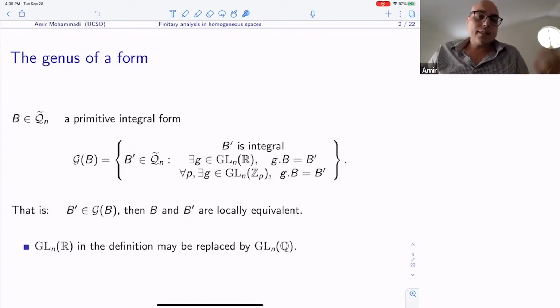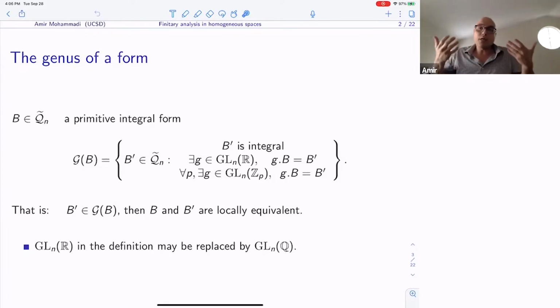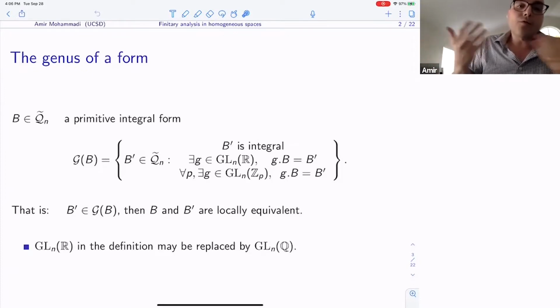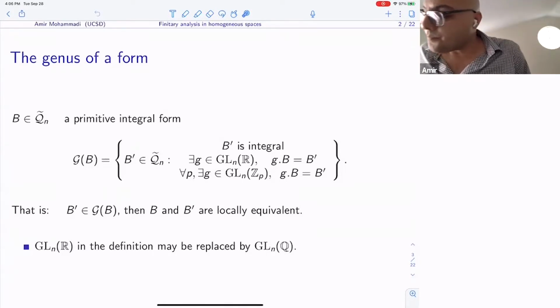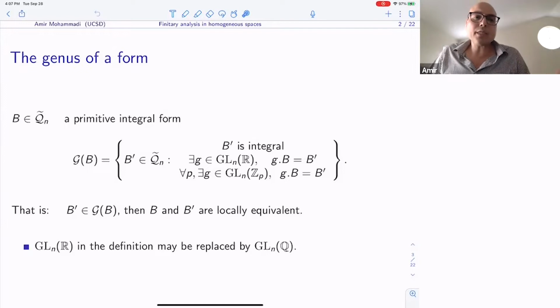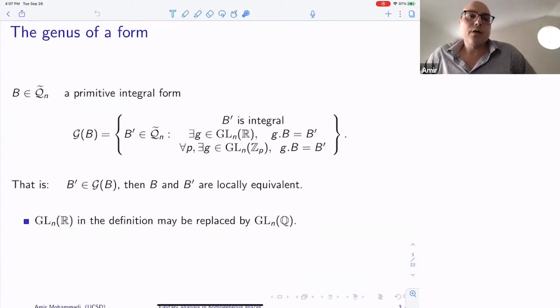This is a set of quadratic forms, and basically what I'm saying is that the two forms are locally equivalent, and of course there's a usual game of whether you have a local-global principle, whether local equivalence implies global equivalence, which, okay, for positive definite forms, we know that this is not true. The genus is generally large.